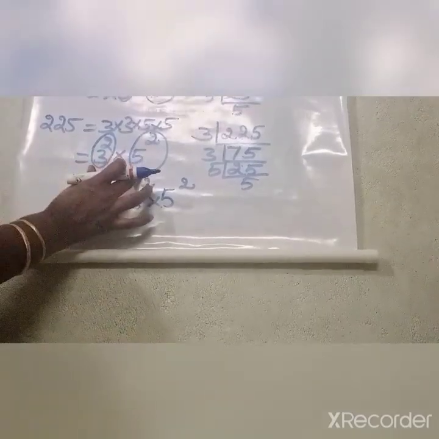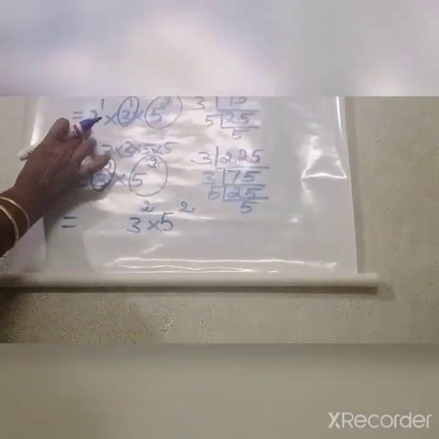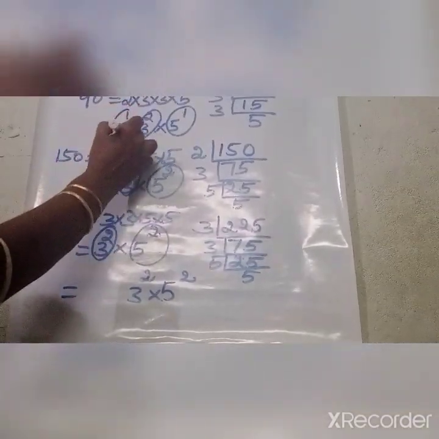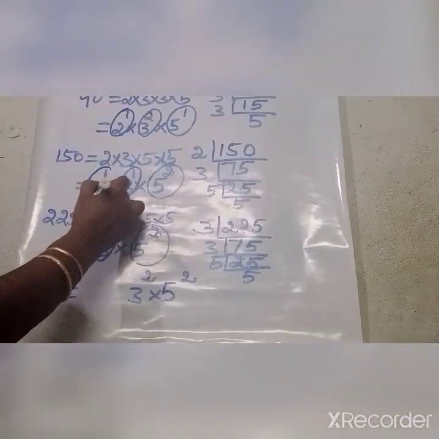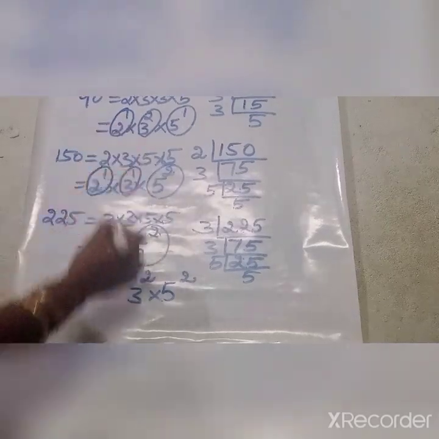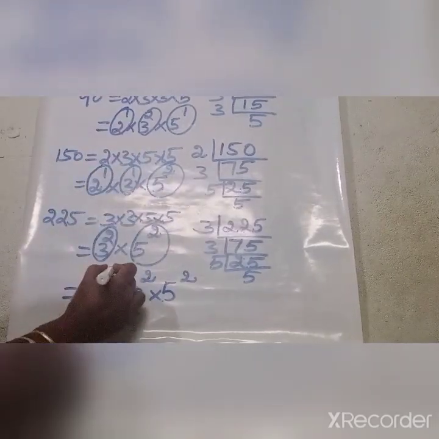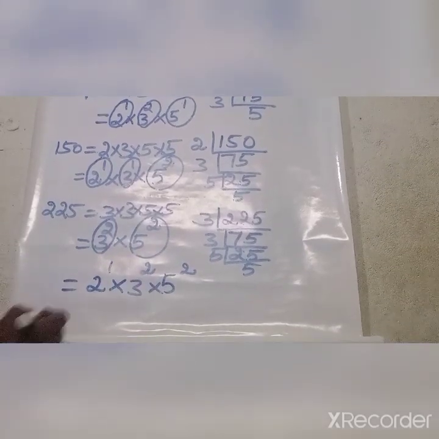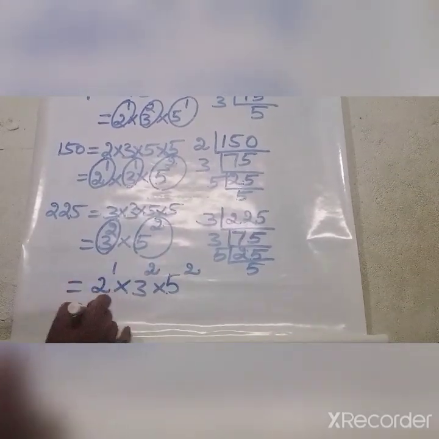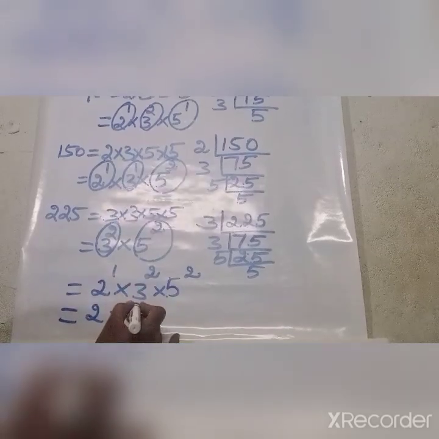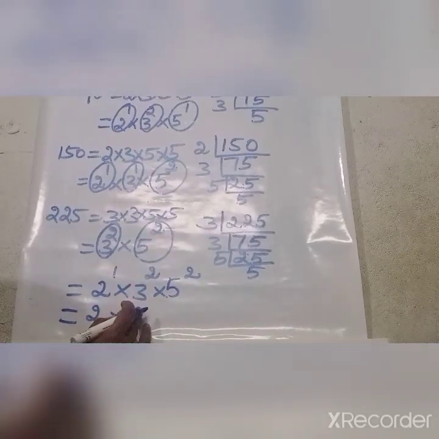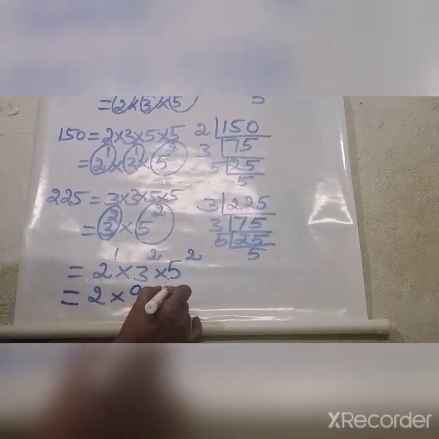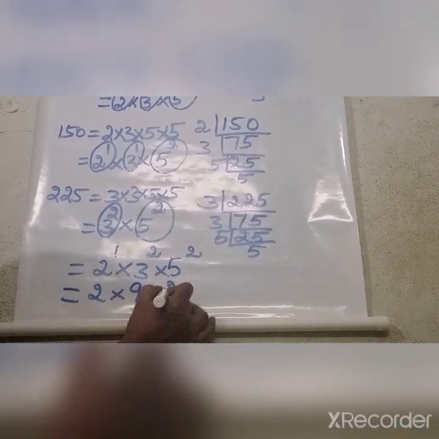Here only 2 term is left over. Here 2 power 1 is there. Here also 2 power 1 is there. Among both, one common term we have to take. Common for 2 power 1 and 2 power 1 is 2 power 1. Okay. These 3 terms we have to multiply now. So 2 power 1 is 2 into 3 power 2, which is 3 into 3, that is 9, into 5 square, which is 5 into 5, that is 25.